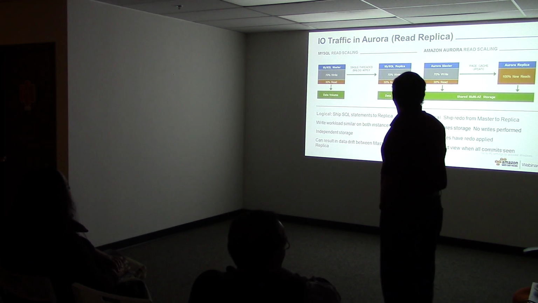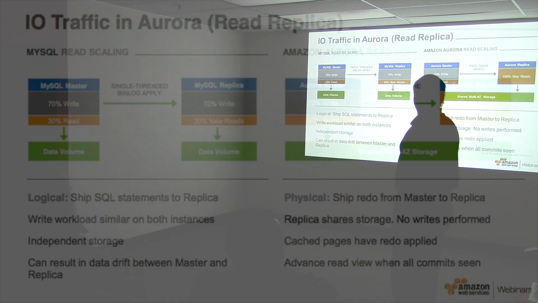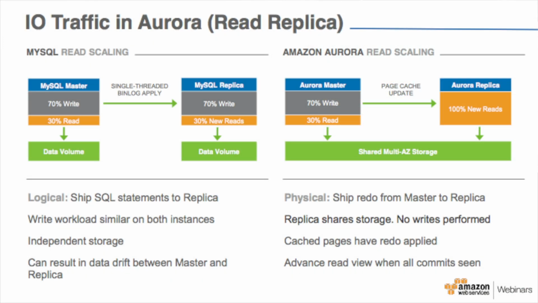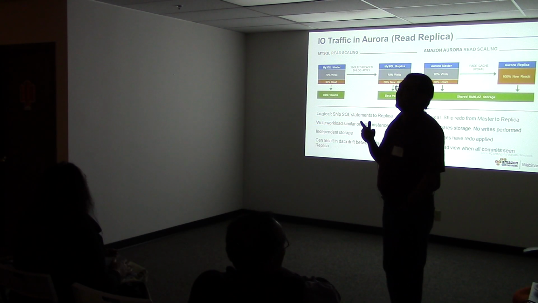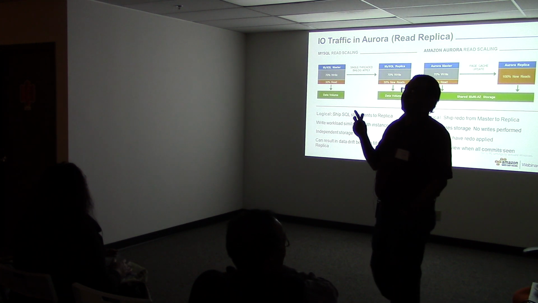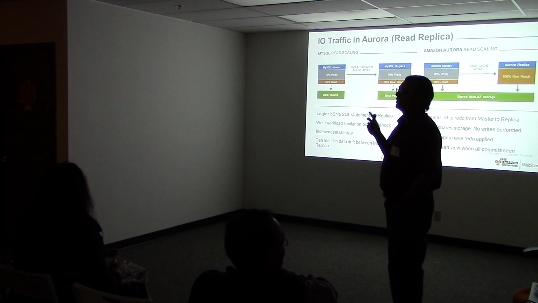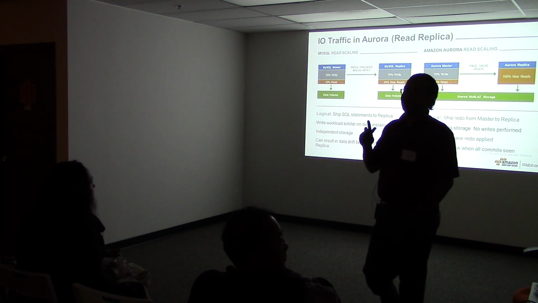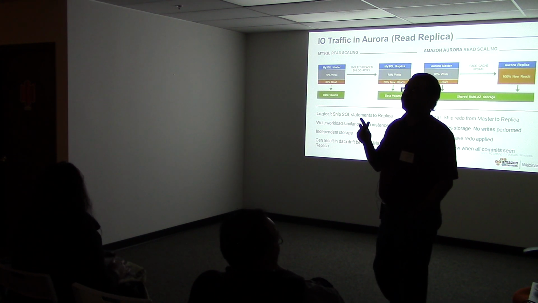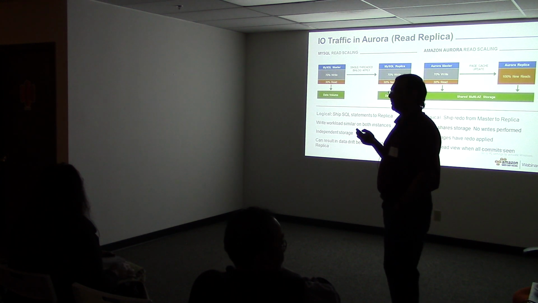What we do in case of Aurora is that we have a shared multi-AZ storage volume. So we don't send the bin logs to the read replicas. All we do is send redo log records to the read replica. And if there is a dirty page in the read replica where the redo log needs to be applied, we apply the redo log to the dirty page, right? So it's a much thinner replication stream, which helps the performance of the read replica, and that's the reason the read replica performance is so much better.